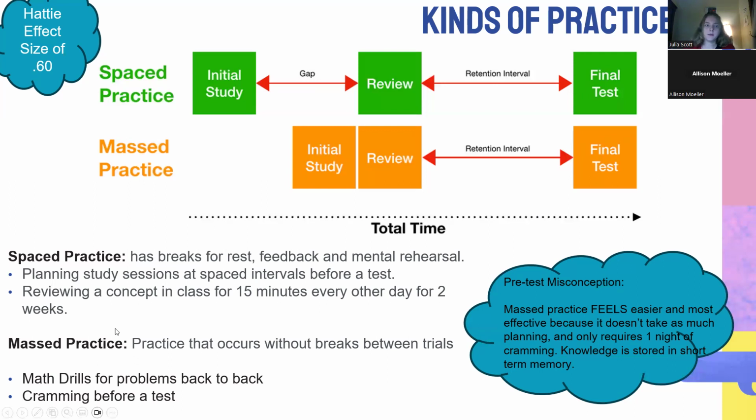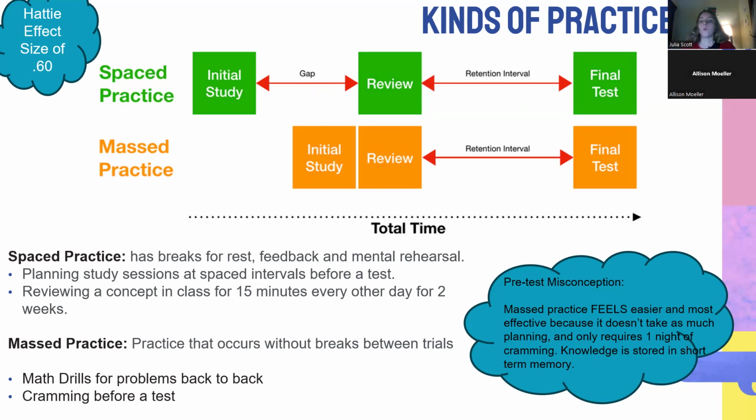I've added a couple examples here of what spaced practice looks like. Spaced practice might be that you have study sessions at spaced intervals. One day, you skip a couple days, and then you skip a few more days before you have a test. Or reviewing a concept in class for 15 minutes at a time every other day for a spaced amount of time.